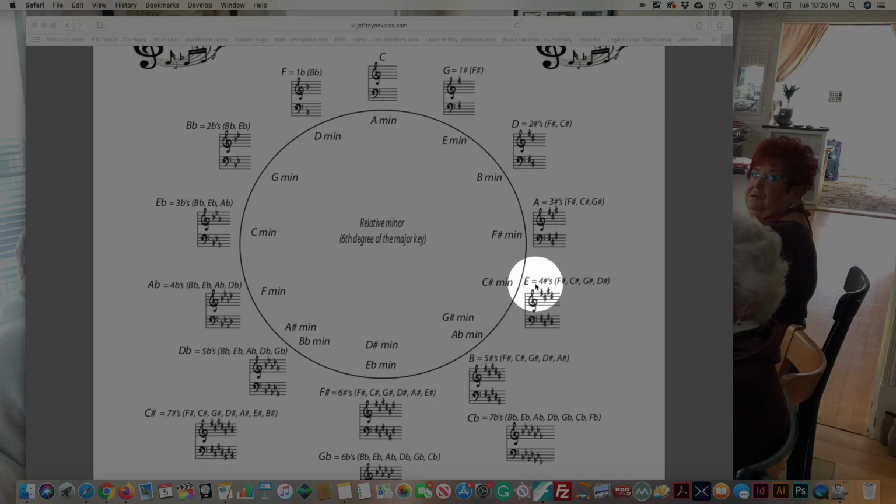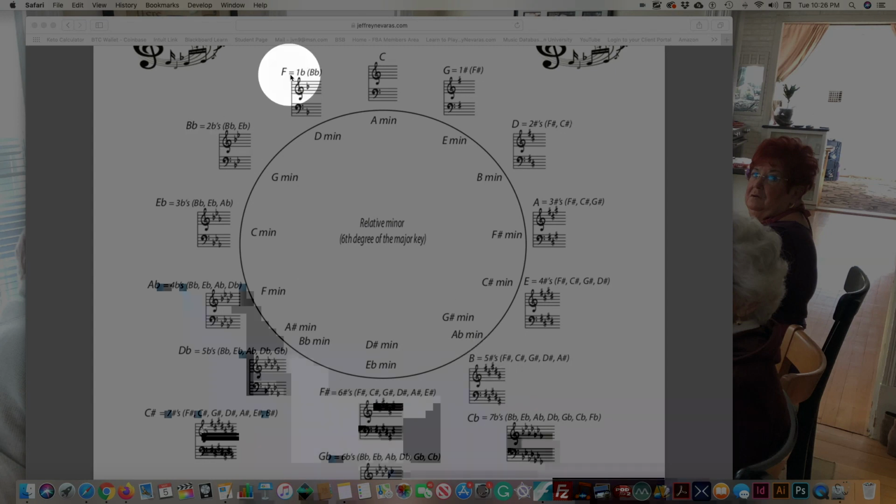Now we have the key of E, 4 sharps at 4 o'clock on the clock. And 7 minus 4 is 3. We have 3 flats in the key of E flat. And then again, we have B, that's going to be 5 sharps. 7 minus 5 is 2. So now we have 2 flats for the key of B flat. In the key of F, there's 1 flat, so 7 minus 1 is 6.